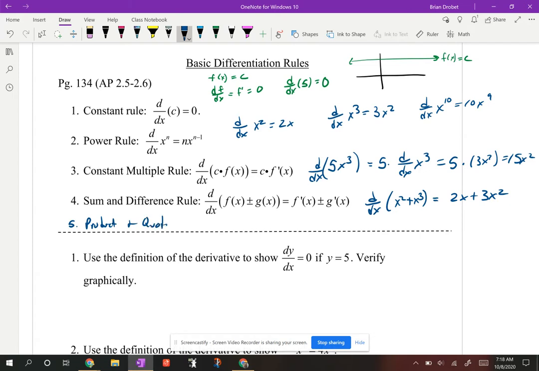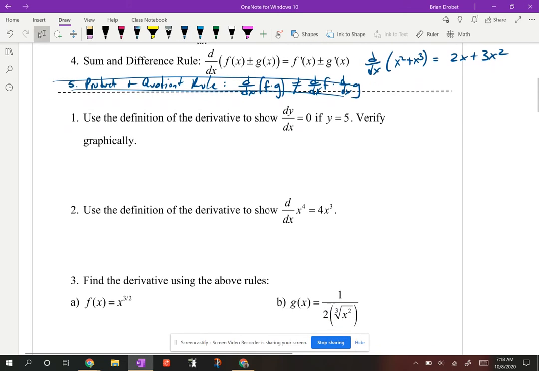Notice that there is no, at this point, product or quotient rule. And that is because products and quotients do not work so easily. So the derivative of the product of two functions does not equal the product of the derivatives. We're going to talk more in depth about that later. So this only works with sums and differences. It doesn't work with products and quotients.